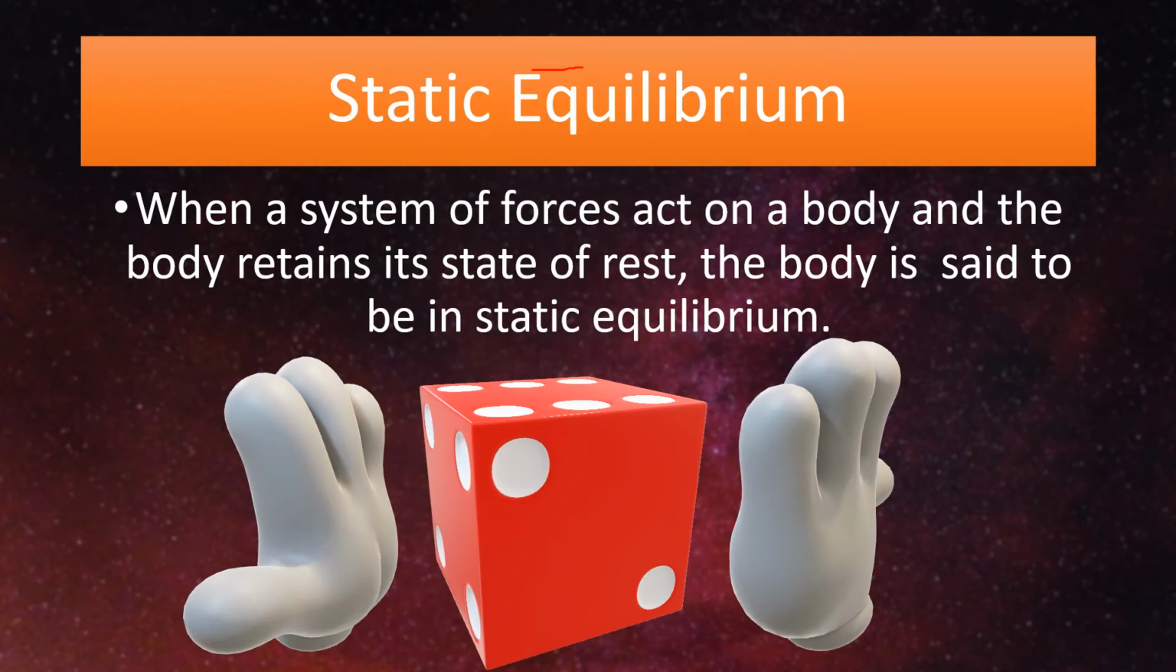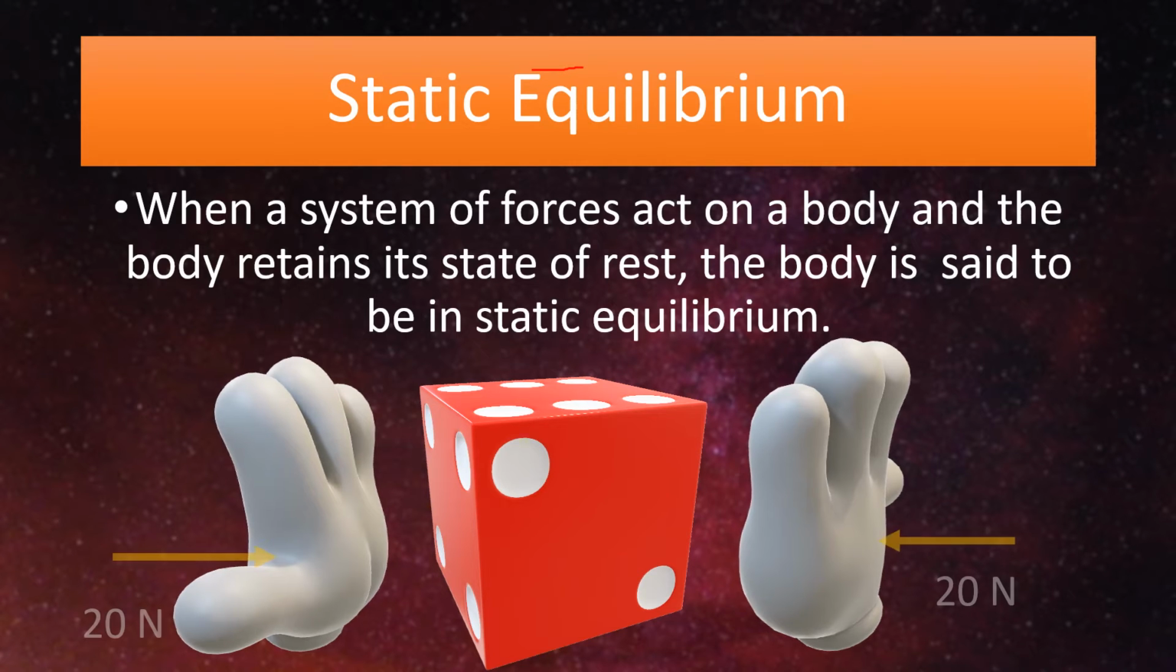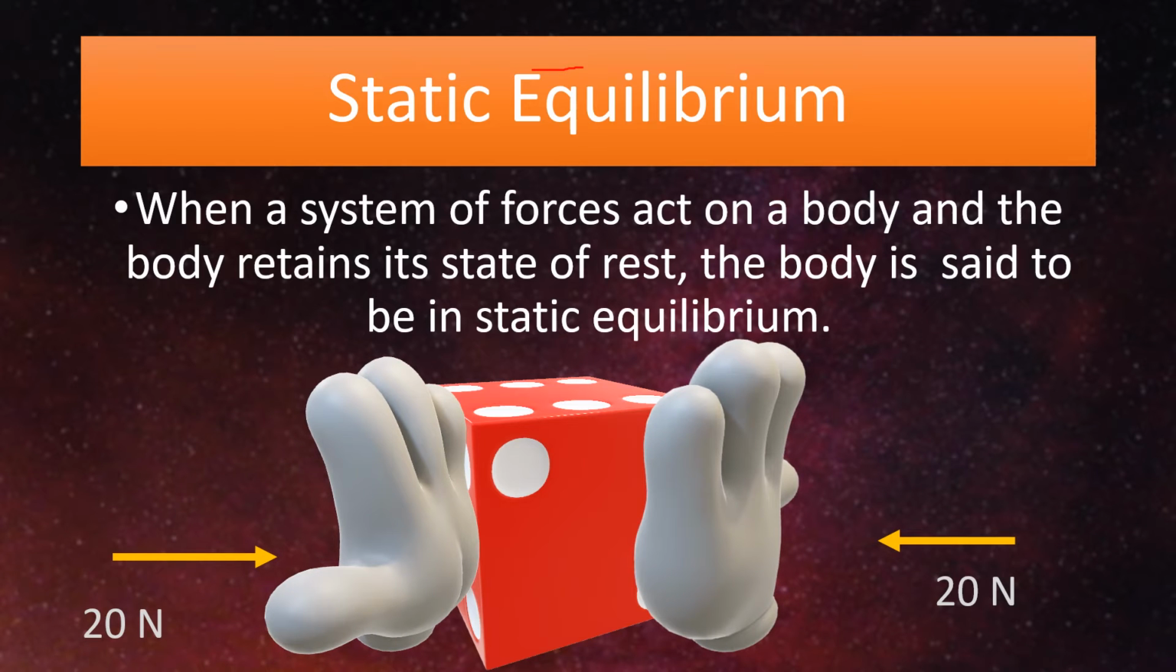Now let's look at another system. Here we have a dice which is being pushed side by side by two hands. Now both of these forces are 20 newtons, hence the dice does not move. So because the net force is zero, we can also say that this system is in static equilibrium.